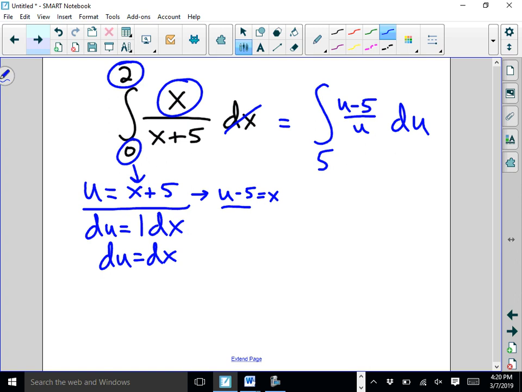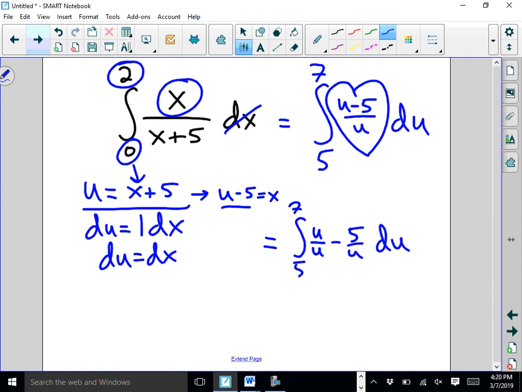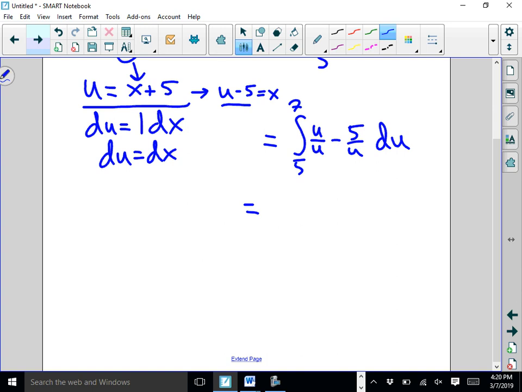Okay? The only reason this is better than what I started with is because now I can do the heart. So I can do integral from 5 to 7 of u minus 5 over u. U divided by u is simply 1. So I got the integral from 5 to 7 of 1 du minus 5 integral 5 to 7 of 1 over u du.